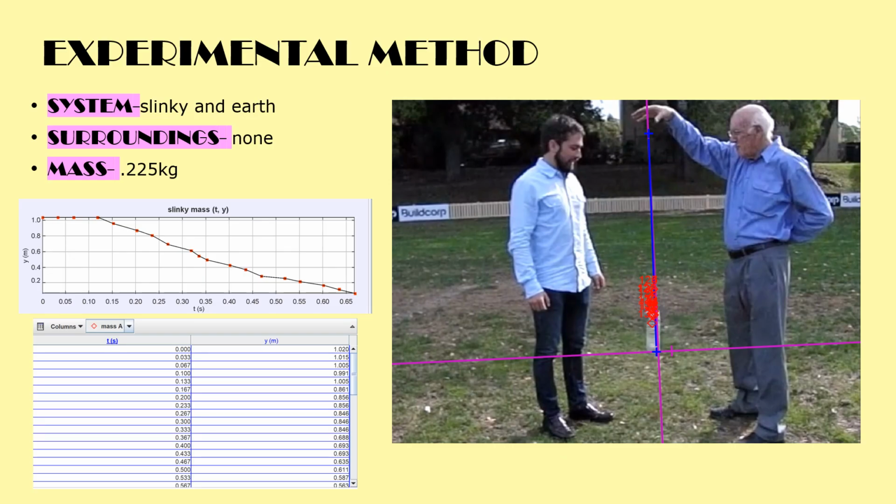Now we're going to get into the actual lab portion. First we're going to start off with the experimental method. The system is the Slinky and the Earth. The surroundings are nothing, and the mass is 0.225 kilograms. I have some data from Tracker on the left and then a picture from Tracker on the right.